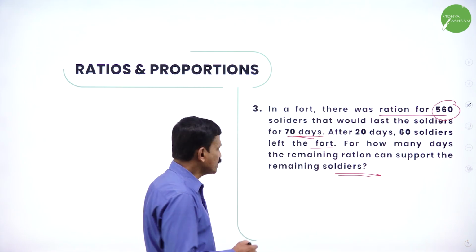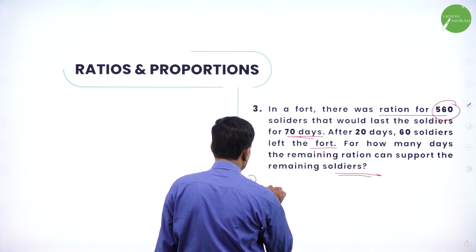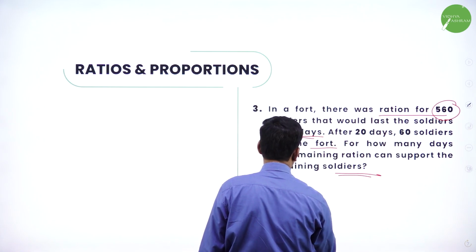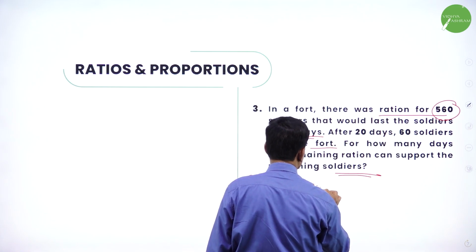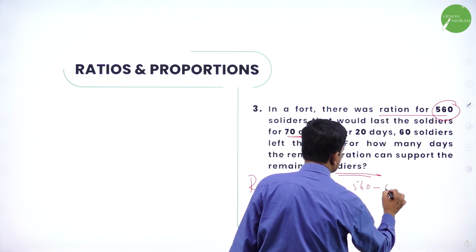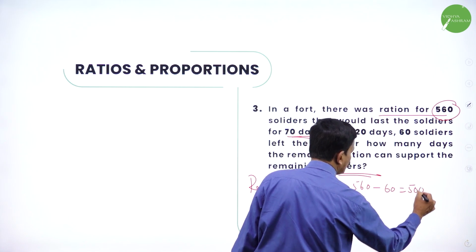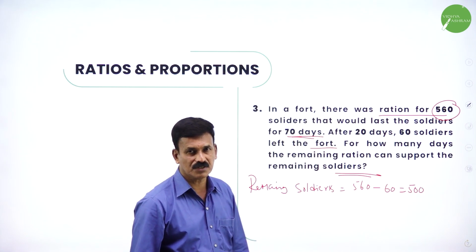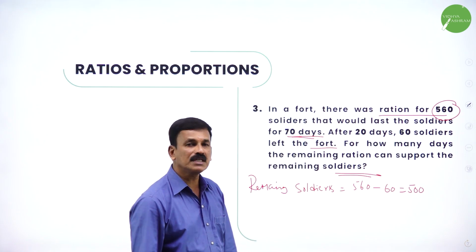So first find out the remaining soldiers. Originally there were 560, 60 left, so that is equal to 500 soldiers. So the remaining soldiers were 500. And similarly, find out the remaining days.